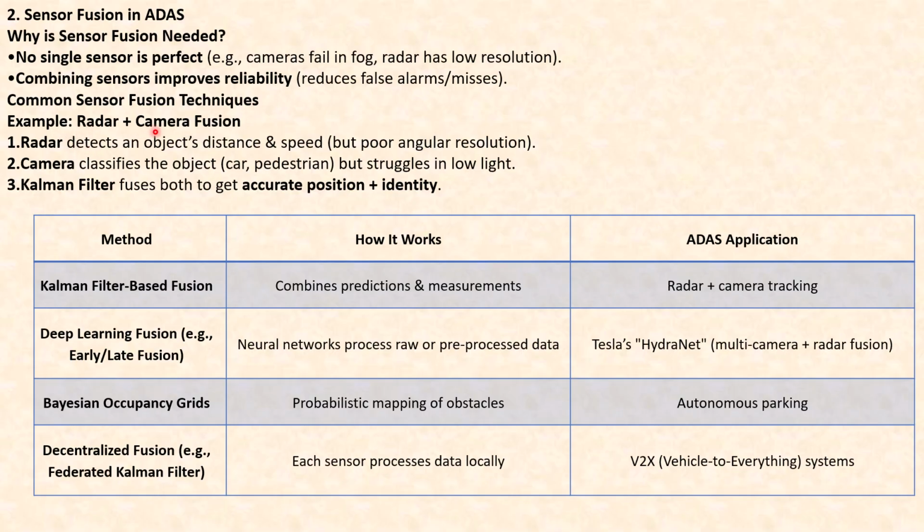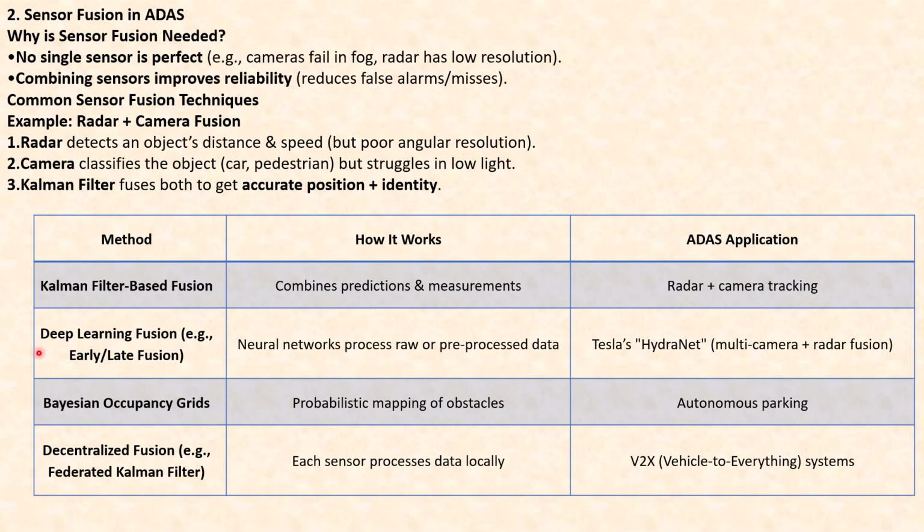Now, common sensor fusion techniques. Example: radar plus camera fusion. Radar detects an object's distance and speed but has poor angular resolution. The camera classifies the object but struggles in low light. The Kalman filter fuses both to get accurate position plus identity. Now, how does it work? Kalman filter based fusion combines predictions plus measurements, and the ADAS application is radar plus camera tracking. Radar plus camera tracking is extensively used for adaptive cruise control or automatic emergency braking.